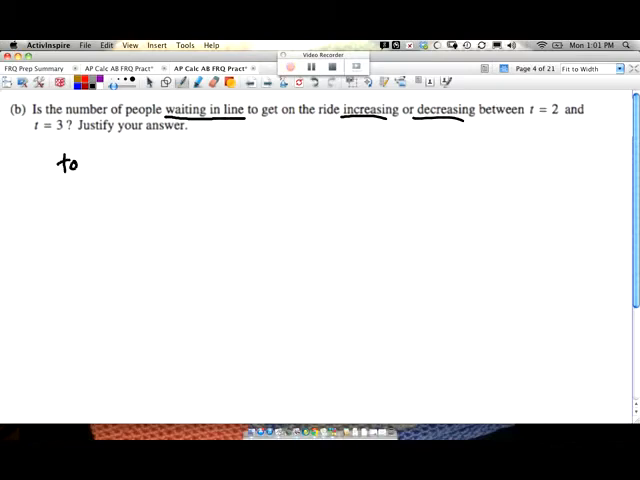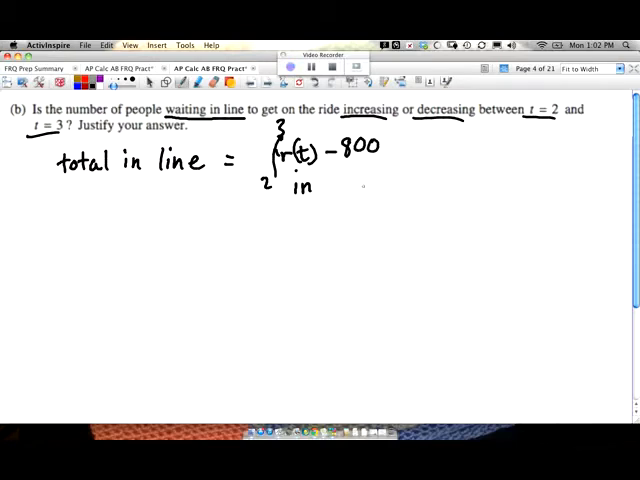The number of people waiting in line. So the total in line, from t equals 2 to t equals 3, is going to equal the integral from 2 to 3 of r of t, this is the amount coming in, minus the amount coming out, which is 800 people per hour.